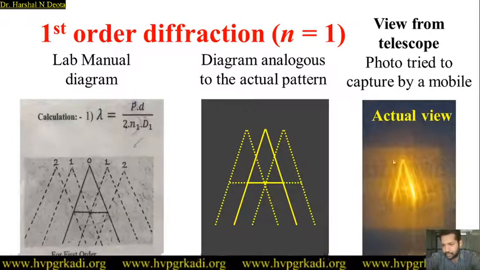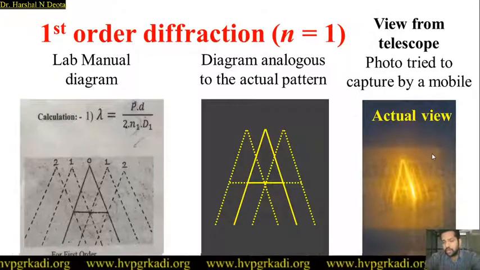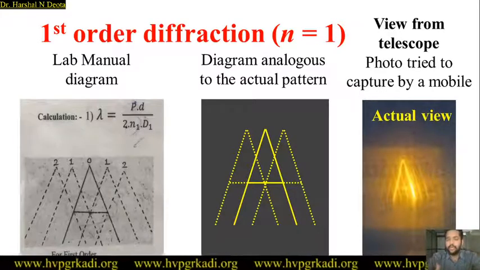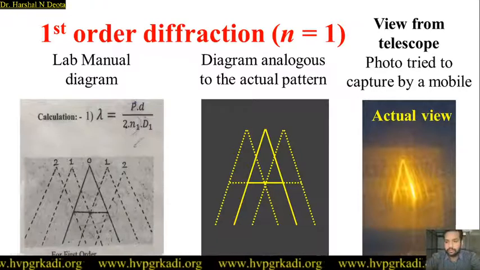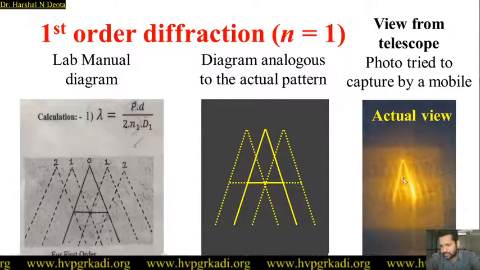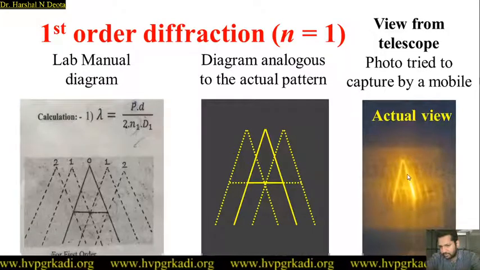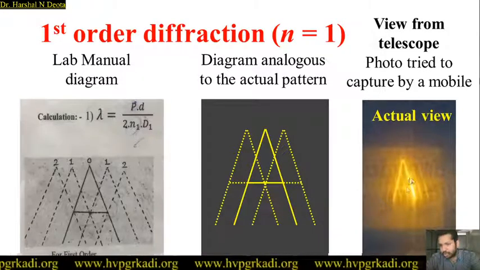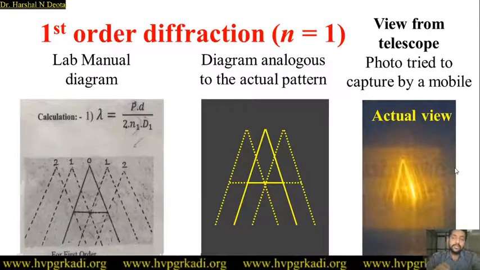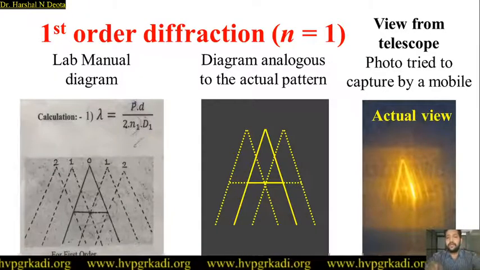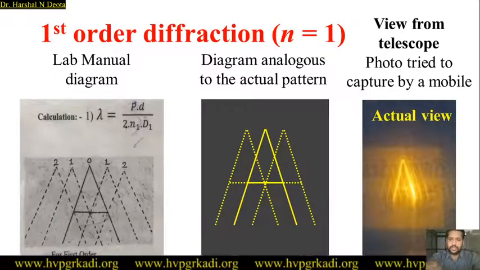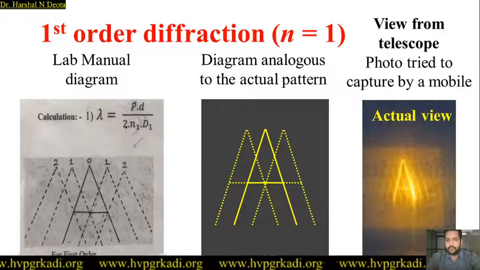And this is the actual view from the telescope. Of course, I had some camera limitations, and still I tried to take a photograph from the telescope lens. So you can see that it is a very hazy view, but still you can observe that this is a diamond shape that I am observing, and these are the two triangles, and we have multiple images of A. These multiple images of A are due to the wire gauge, right? So this is your first order diffraction pattern.